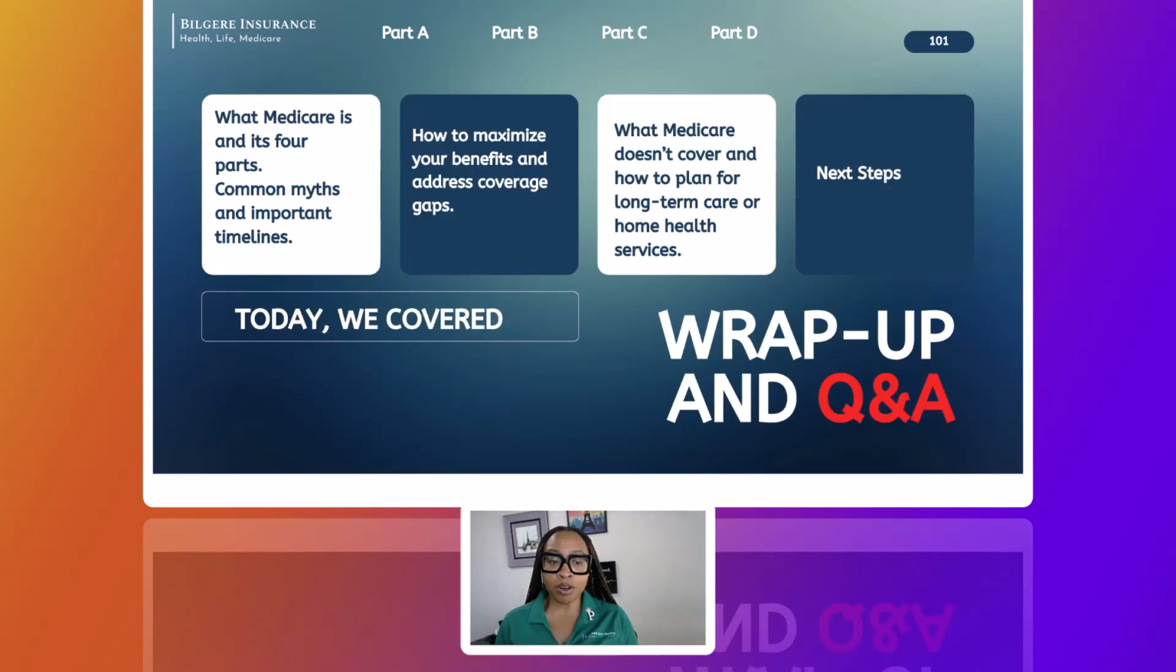Today we covered what Medicare is in its four parts, common myths, and important timelines. We talked through how to maximize your benefits and plan for a coverage gap. We talked about what Medicare doesn't cover and how to plan for long-term care or home health services. We also went over next steps.